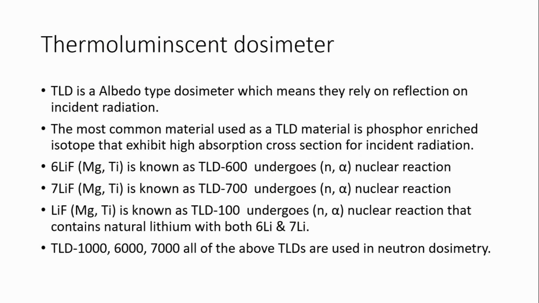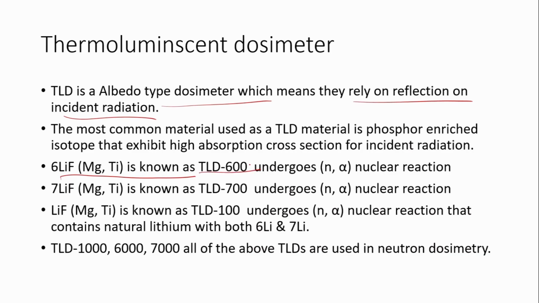Now TLD. TLD is an albedo type of dosimeter, which means they rely on reflection of incident radiation. Albedo dosimeter means one which relies on the reflection of incident radiation. The most common material used as a TLD material is a phosphor enriched isotope that exhibits a high absorption cross section for incident radiation, like 6 lithium fluoride, also called TLD 600.